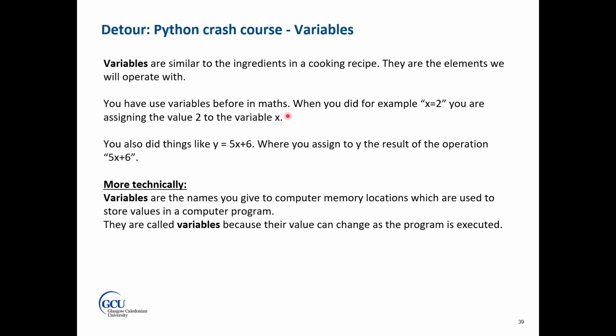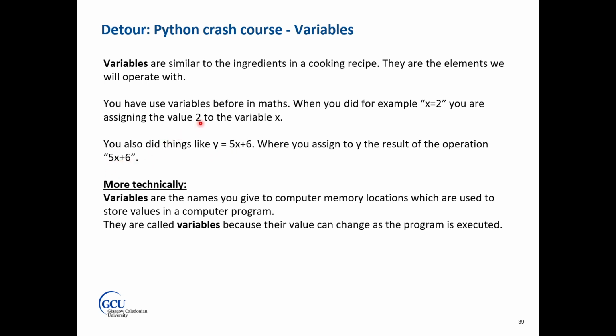For example, in high school or maybe a few years ago, when you did something like x equals 2, you are assigning the value 2 to the variable x. From this point on, in your exercise, every time you use x, you're actually meaning 2. So this means that x is holding this value. And later on, maybe you also did something like y equals 5x plus 6, where you are assigning to y the result of the operation 5x plus 6.